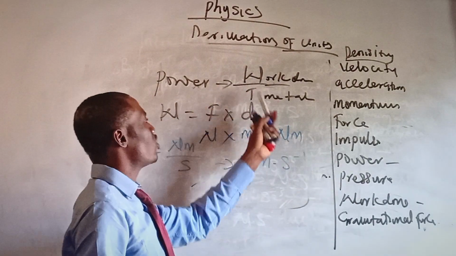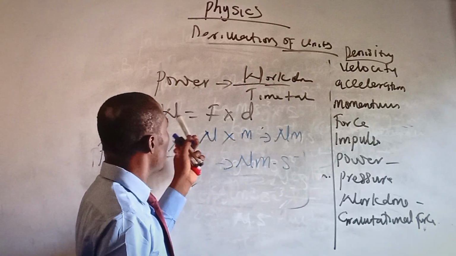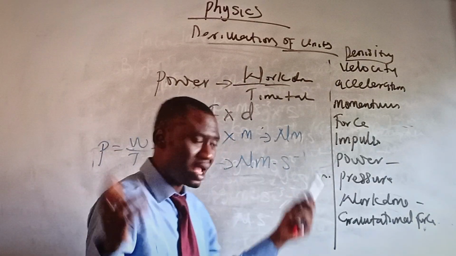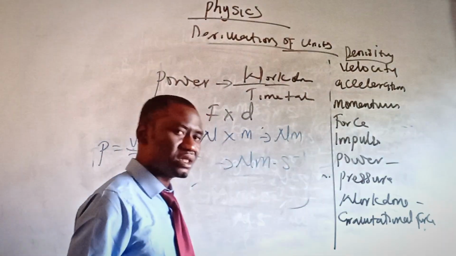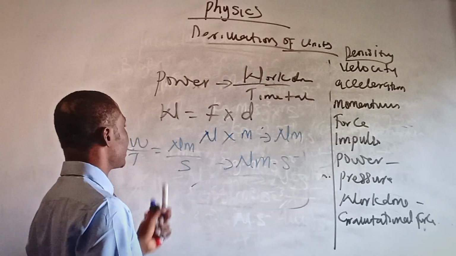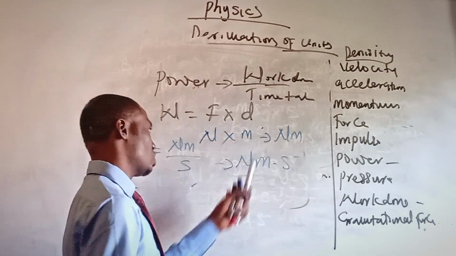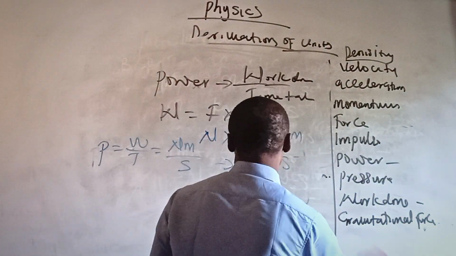Now, power is work done over time. And work done is force times distance. Force is Newton, distance is meter, so work done is Newton meter. So power is work done over time: Newton meter over seconds, Newton meter raised to the power of minus 1. Good to go. That's power.